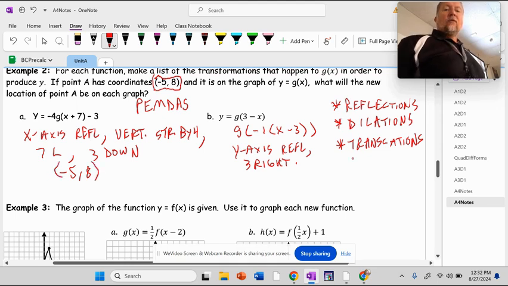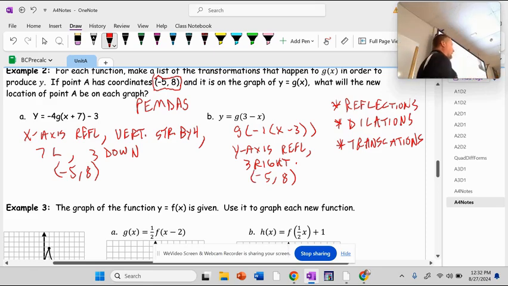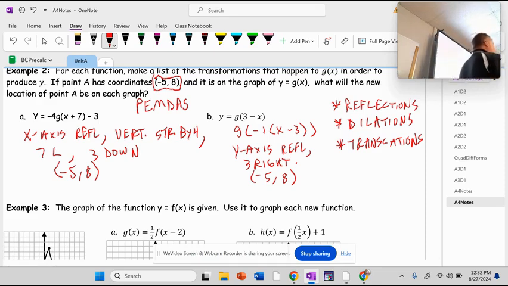Okay, so on some mystery graph, (-5, 8) is a point on that graph. After these transformations happen, what happens to (-5, 8)? What does that new coordinate become? That's what you're trying to do.